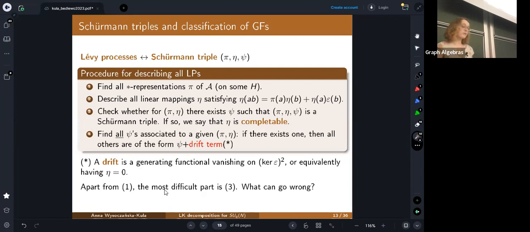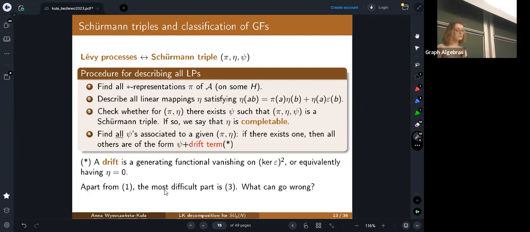So for that, we first of all need to know the representation theory of the bialgebra under consideration. Then we need to describe all these one-cocycles, eta, which basically is the first Hochschild cohomology for a given Hilbert space. And then we need to check when such a pair can be completed by some linear functional to a Schürmann triple. So that's this relation that I showed on the previous slide. If this is the case, we will call eta completable.